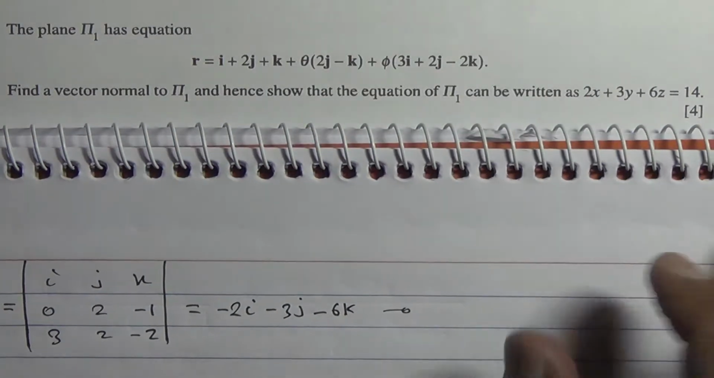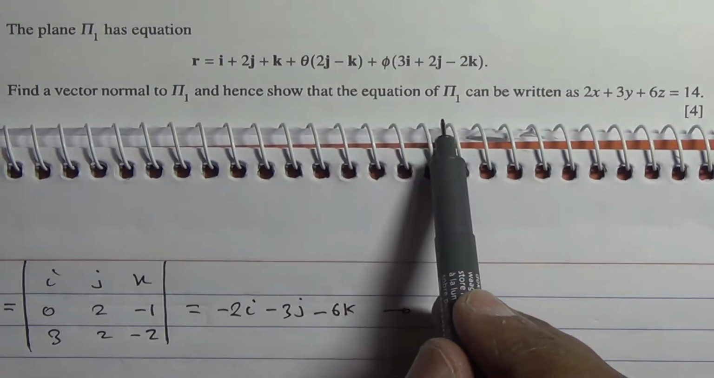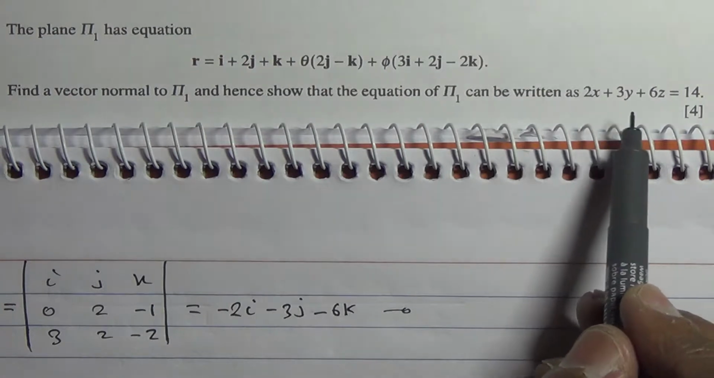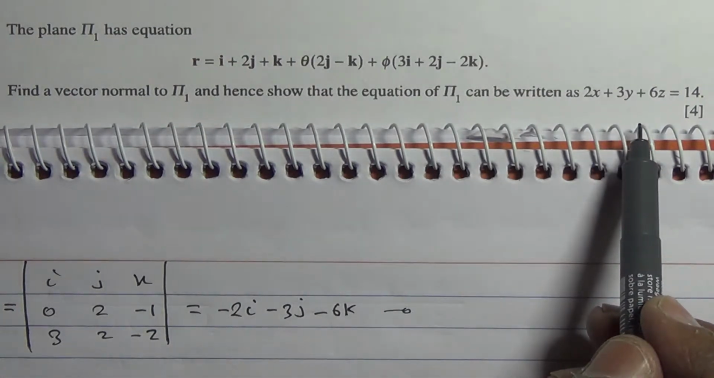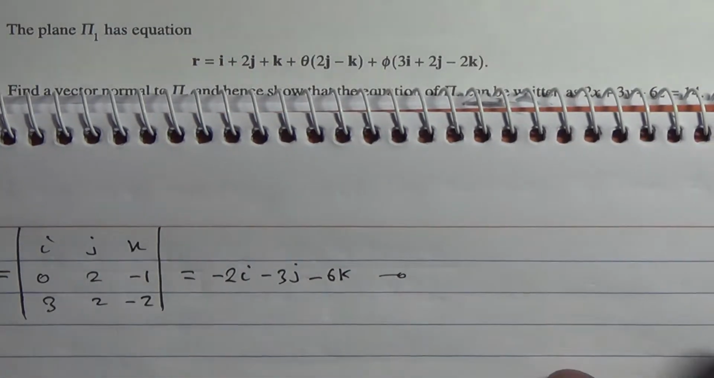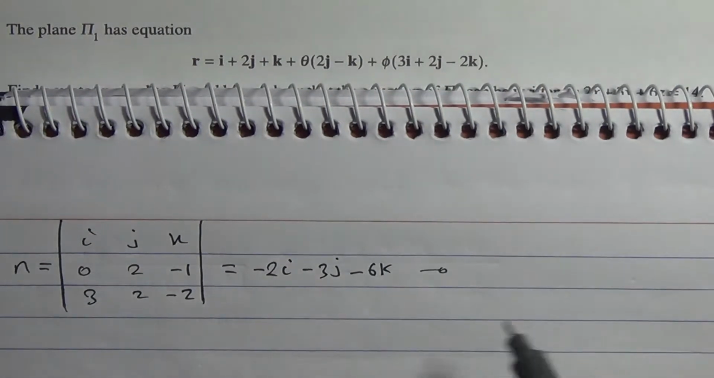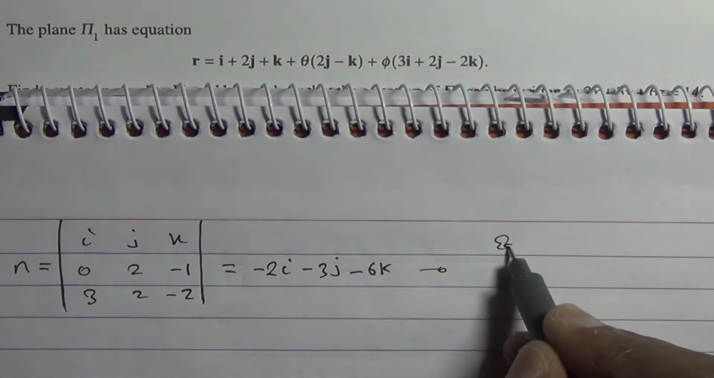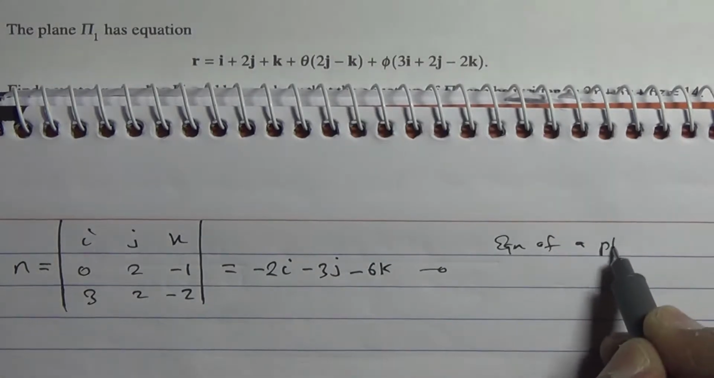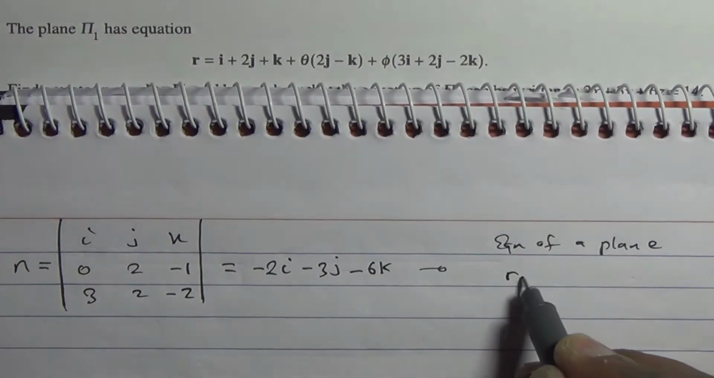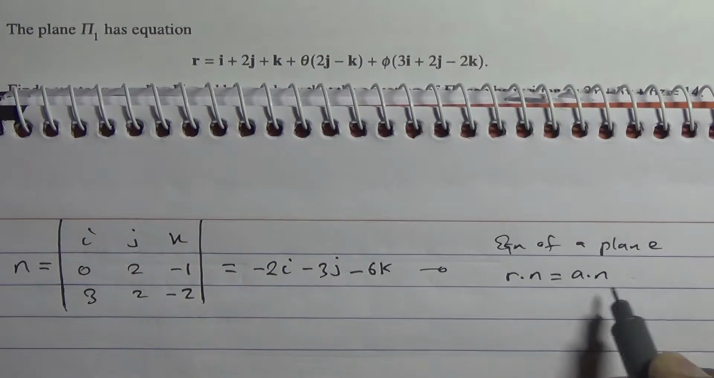And we need to show that the equation pi 1 can be written in the Cartesian form, 2x plus 3y plus 6z is equal to 14. Now for this one, it is very simple. We're going to use the equation of a plane, which is basically r dot n is equal to a dot n.